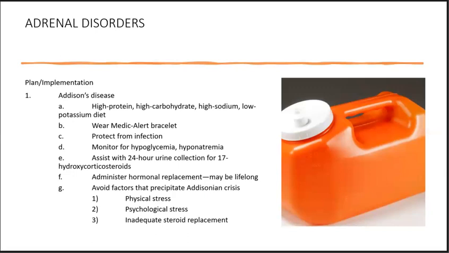Again, remember we said this client could go into Addisonian crisis. So we need to avoid factors that can precipitate Addisonian crisis. Remember, Addisonian crisis is a serious medical condition that is caused by the body's inability to produce a sufficient amount of cortisol. Addisonian crisis is also known as acute adrenal crisis. So what are the precipitating factors? Physical stress, psychological stress, and inadequate steroid replacement. So these could cause the client to go into Addisonian crisis.